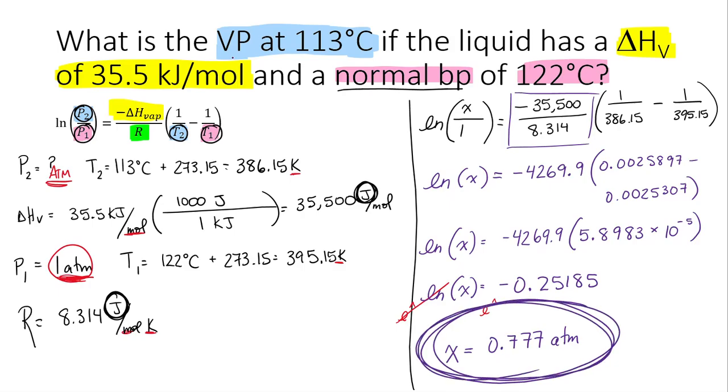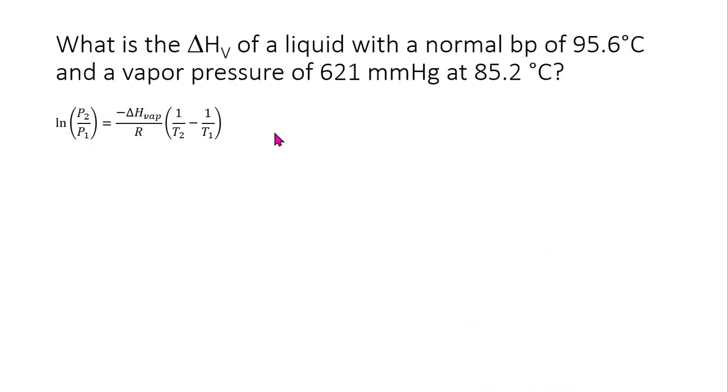and that is in terms of atmospheres because we were solving for a vapor pressure. So what is the vapor pressure at 113 if it has a vapor pressure of 1 atmosphere at 122? So we already know it should be less. We are less than 122, so our vapor pressure should be lower. We haven't put in enough energy to get as many molecules into the gas phase. So, sure enough, 0.777 atmospheres is our answer. All right, guys, that is the Clausius-Clapeyron equation. Let's do one more, okay?